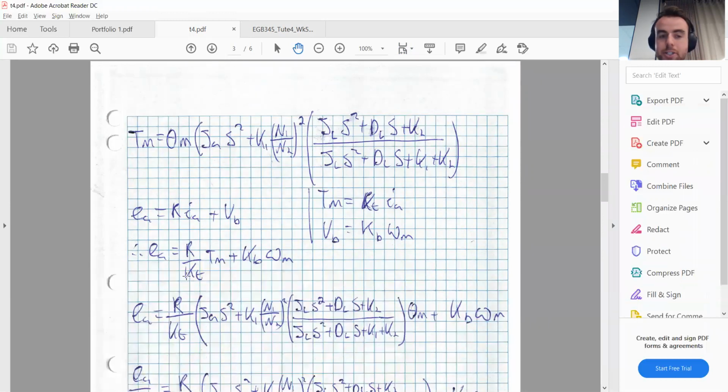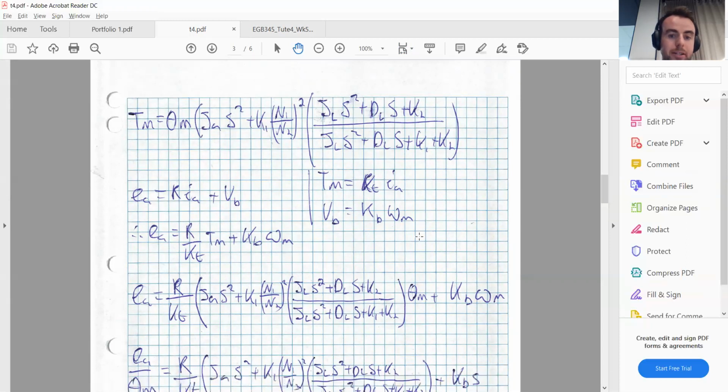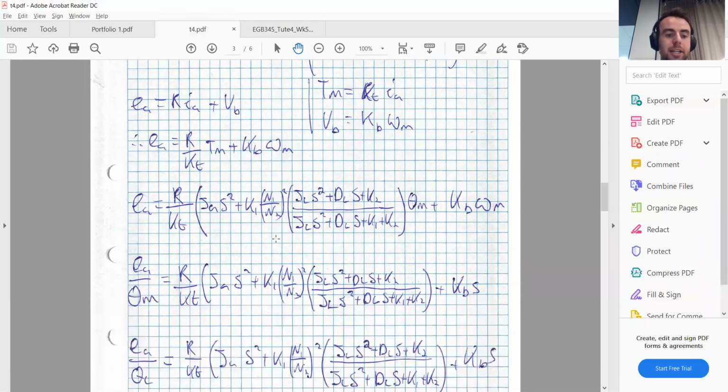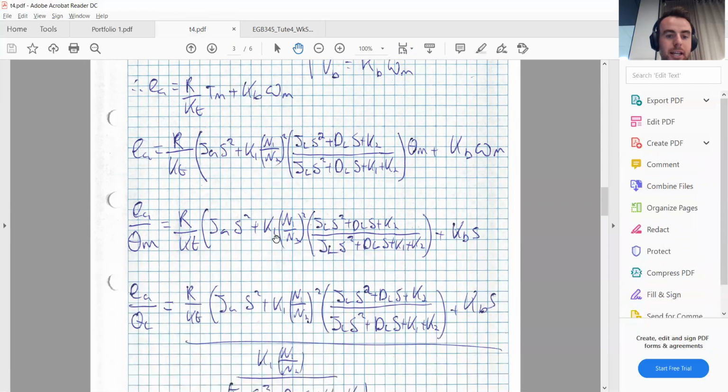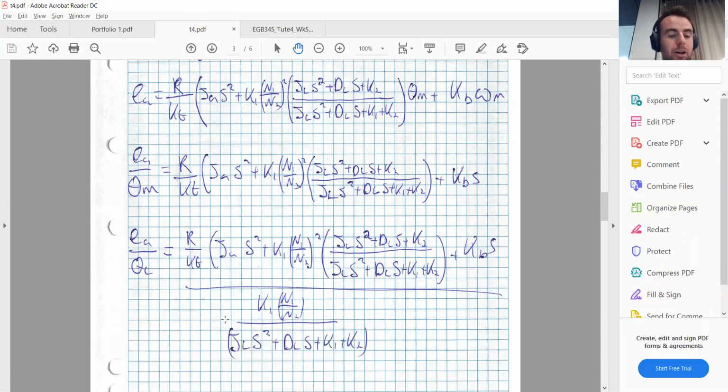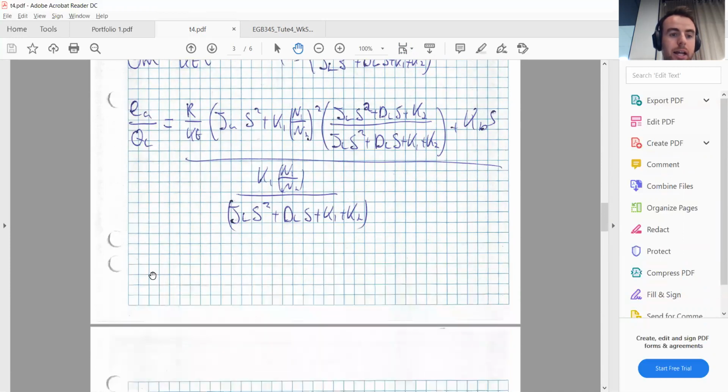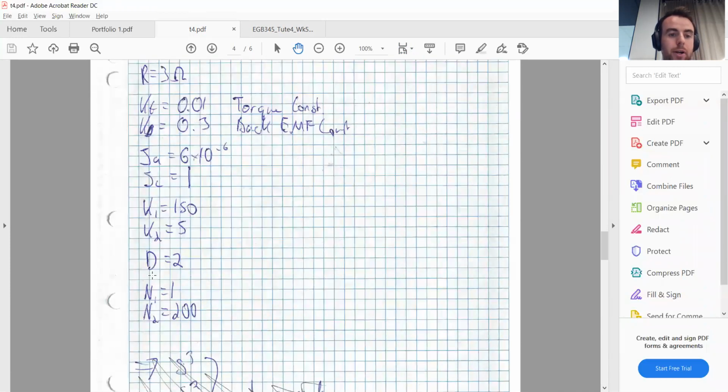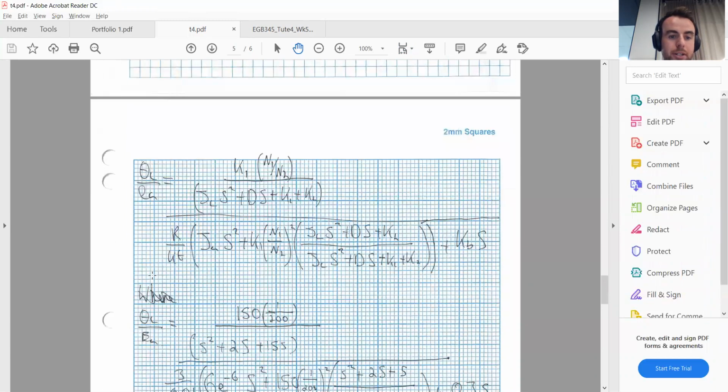I then have the two equations for the motor, where torque is proportional to the current and voltage is proportional to the speed. I then subbed those two together to get this equation. I then subbed that entire equation together to get this equation you see before us here, which is EA on θM, but I wanted to find θL on EA, so I subbed in θL, and I then did 1 over that equation to get the following equation down here.